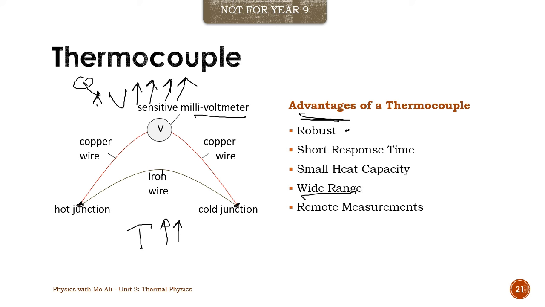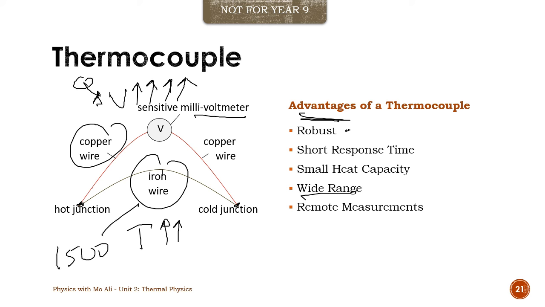It has a wide range. Since we're using metals like copper and iron, just to let you know, iron has an approximate melting point of around 1500 degrees Celsius. So I can measure temperatures up to 1400, 1450 degrees if I'm using iron. So it has a very large range.